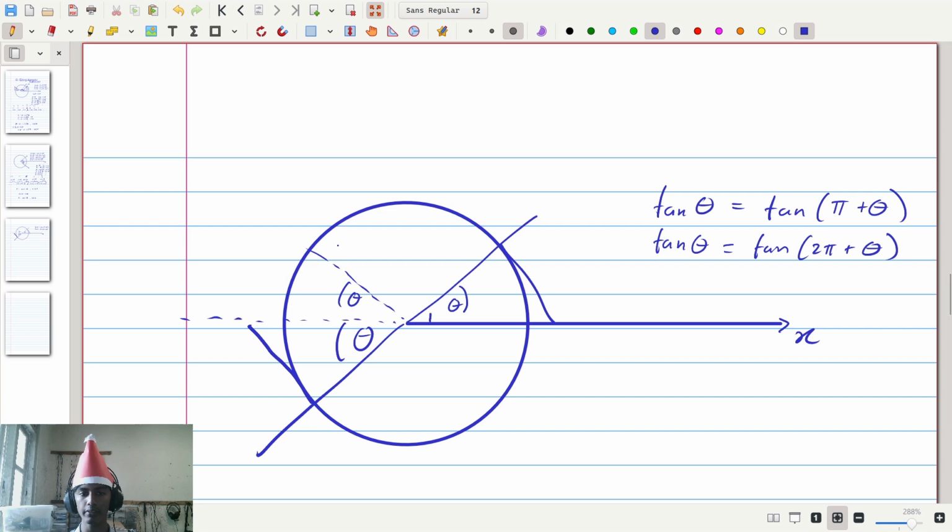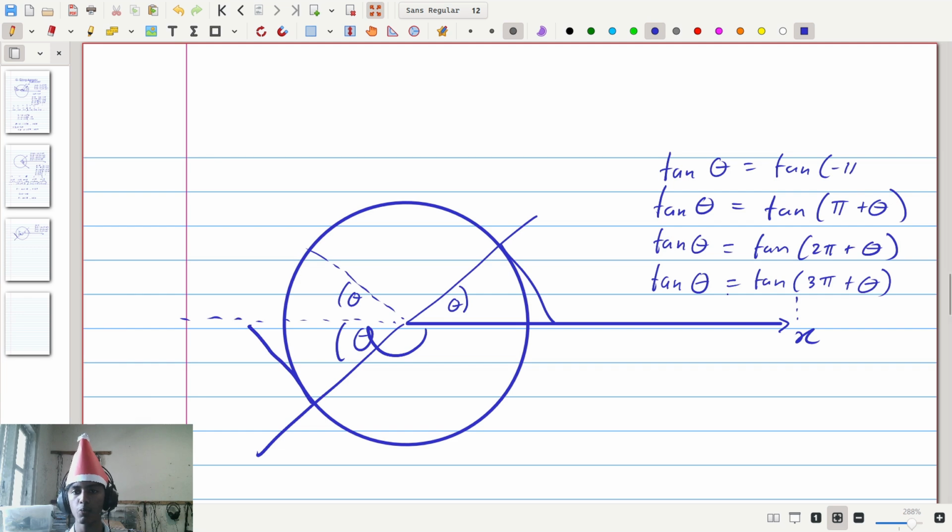The next time that we have the same thing is when you do a full turn, and another half turn. So 2 pi radians plus another pi radian, or 3 pi radians plus an angle theta. This pattern is actually easier to spot than the others. Here we have tan theta is equal to tan of 3 pi plus theta. Similarly, this will continue forever, and in the negative direction, if we go negative 180 degrees and then plus theta, we get again the same thing. So therefore tan theta is equal to tan of negative pi plus theta, and this continues in this direction as well.